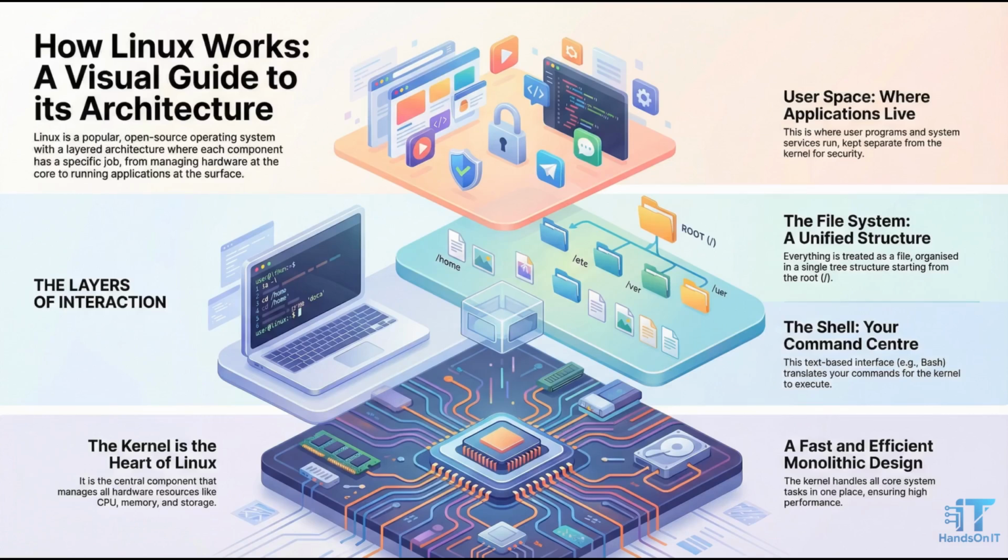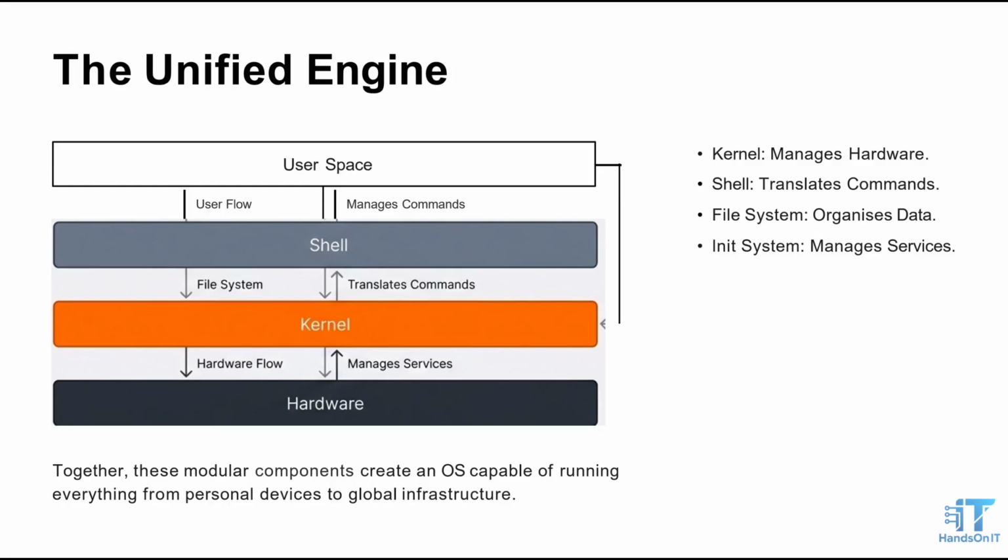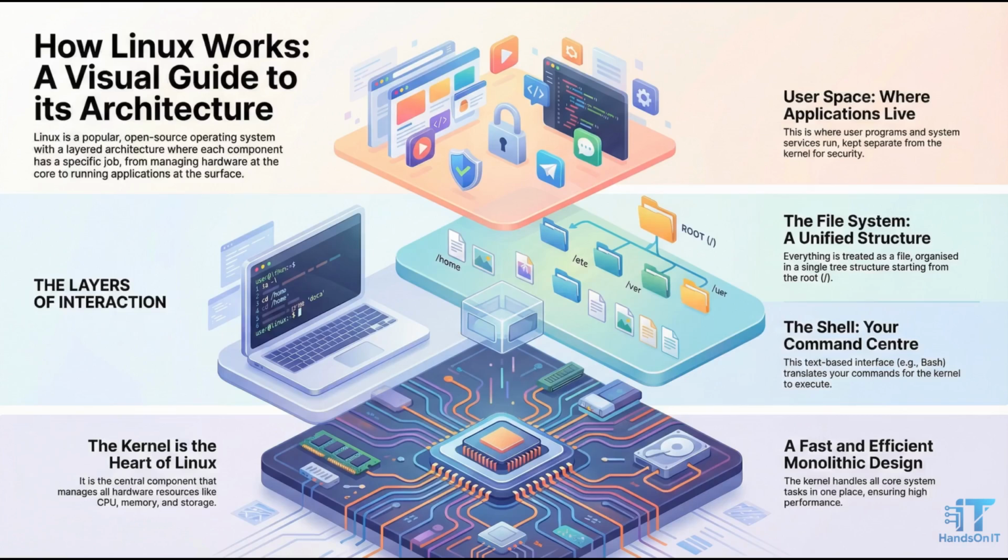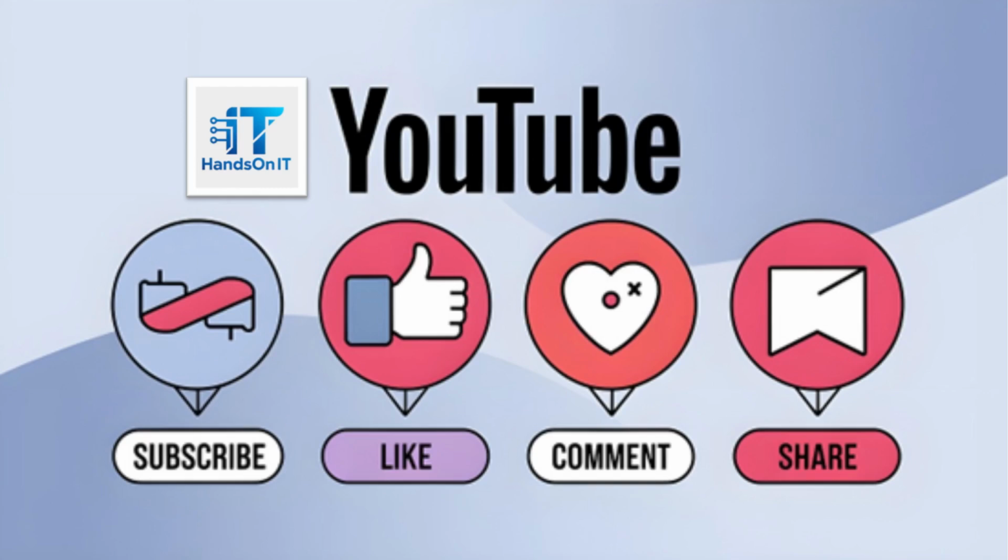Linux architecture recap. The kernel manages your hardware. The shell lets you interact with the system. The file system keeps everything organized, and the init system starts and stops services. Together, these parts create a powerful, efficient, and secure operating system. I hope this simple explanation of Linux architecture helps you understand how Linux works. In future videos, we will dive deeper into each of these components.